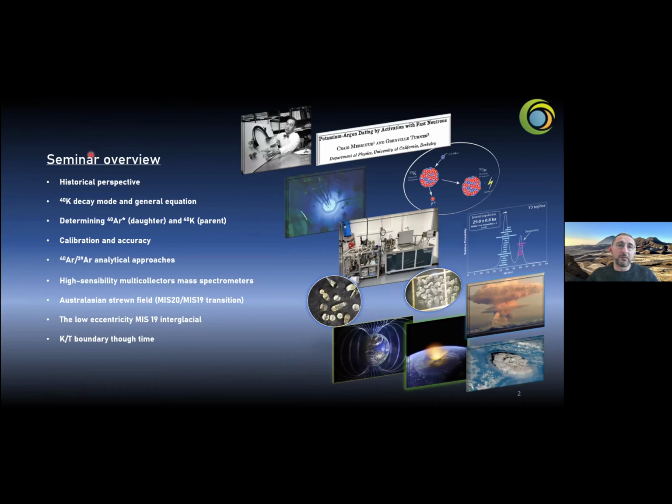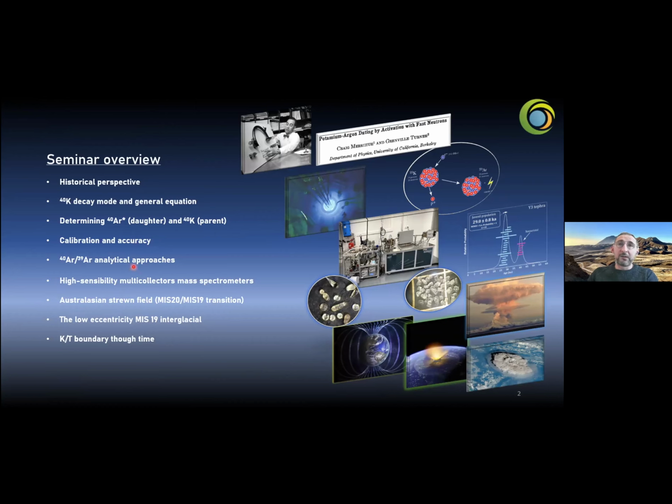So let me summarize what I will talk about today. We'll go through a historical perspective, because I think it's important to see how fast things have changed in argon geochronology in the last 10 years. I will talk about the way we date rocks and minerals with argon, going from the decay constant, how to determine the parent and daughter products, the calibration and accuracy, because I think it's one of the things that are the most interesting for you guys.